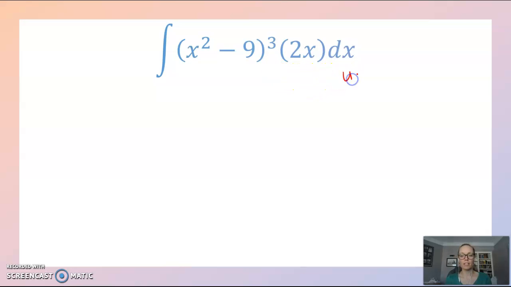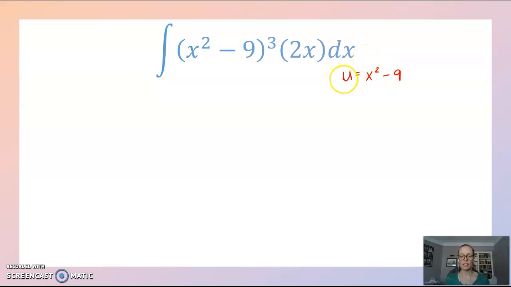So the first step is to define U, and just like we defined U in the chain rule when we were deriving, we're again looking for where is that inside function. If you remember, when we did the chain rule for deriving, the inside function got put back into the derivative, so we expect to still be able to see it in our integral. And so we can see here that this x squared minus 9 appears to be inside of another function. So I'm going to define that as u.